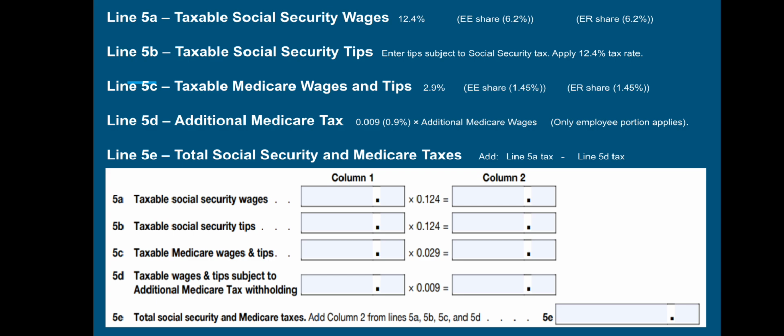Moving on to line 5D, additional Medicare tax. If the threshold is met and the wages of an employee cross the decided limit of wages, then this 0.9% on the excess wages will be deducted, and the employer will not contribute anything for the extra withholding of that 0.9%. Only the employee will pay that. Here you can see the screenshot of those points as well, which I have explained above.